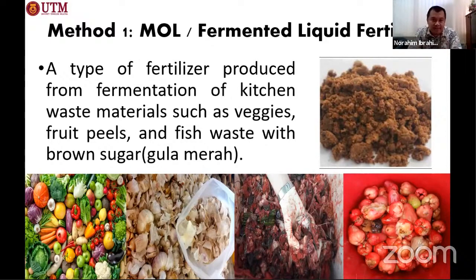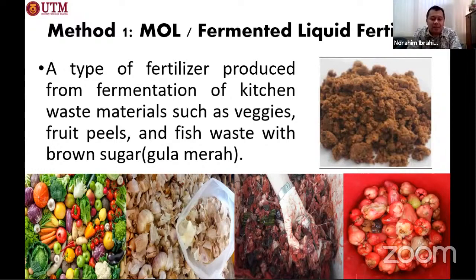So fermented liquid fertilizer is a type of fertilizer which is produced from fermentation of kitchen waste materials such as veggies, fruit peels, and fish waste, which you add with brown sugar. The brown sugar ni sebenarnya bukan gula. It's not the brown sugar that you put into your tea or your coffee. This is gula merah yang murah tu. You can get it from the market ataupun pasar basah. You boleh timbang kati 1 kilo maybe RM3, RM4. Jangan gunakan brown sugar yang dekat pasar raya yang mahal-mahal tu.